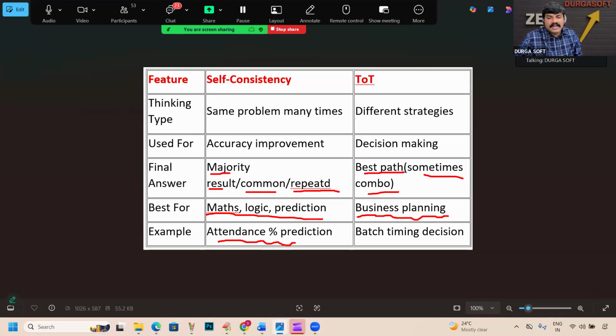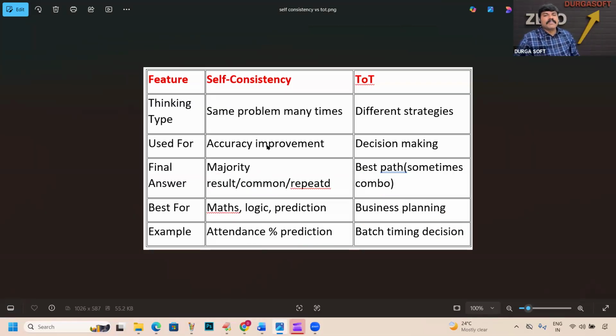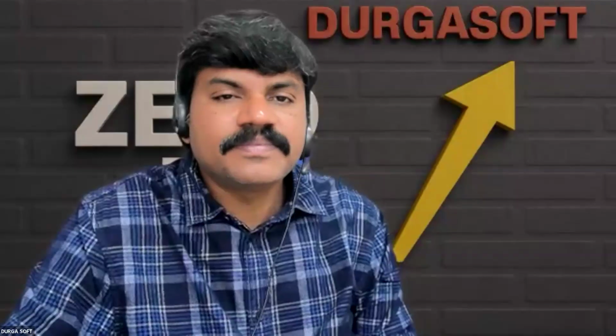Next example: attendance percentage prediction or batch timing decision. Batch timing decision is like attendance percentage prediction. One problem, one thing like that. Maybe a chance to get the basic idea. That's it. Just use only one word each, simple.